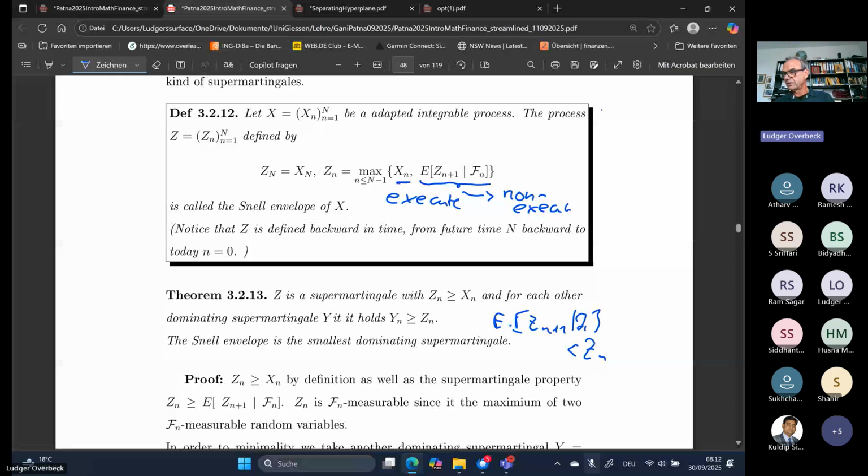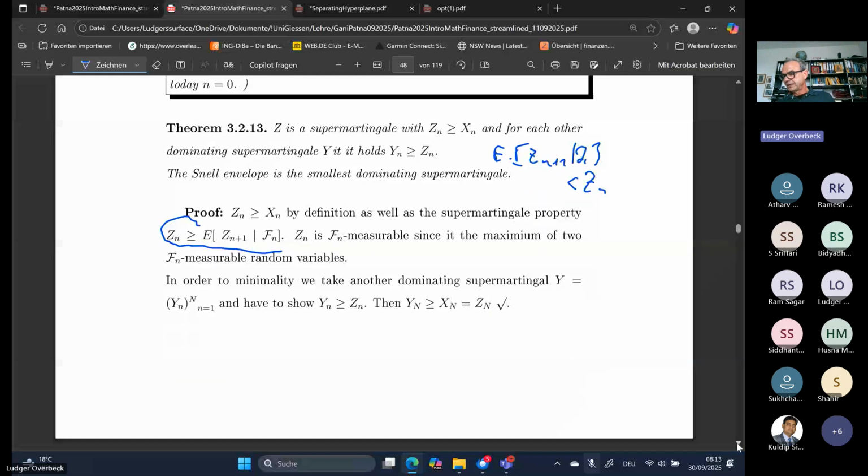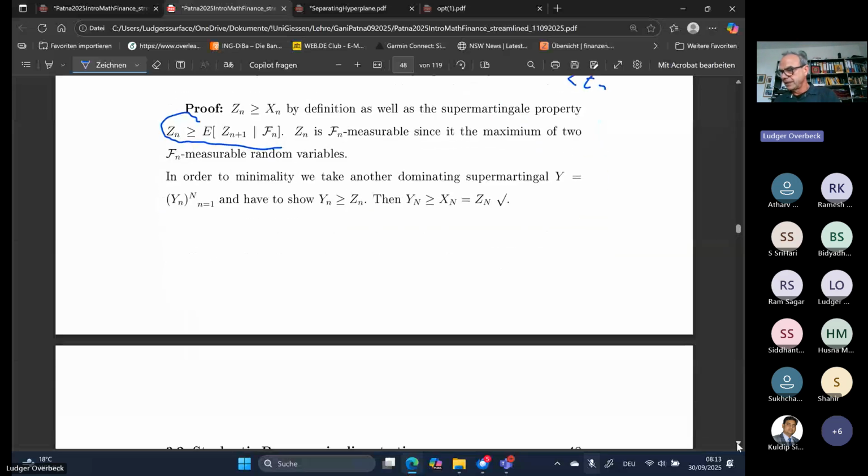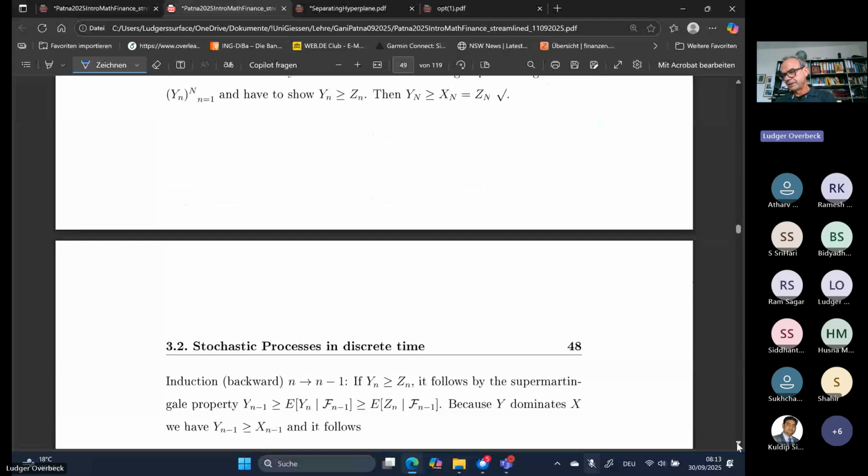Of course, by definition it obeys the supermartingale inequality, because Z_n is larger than this one. If you want to find a supermartingale like this, you just define it like this. But we still have to prove that it's the minimal one. So that's done in the proof. We take another one with these properties, and then we show that this is also smaller than Y_n. This is this little proof here.